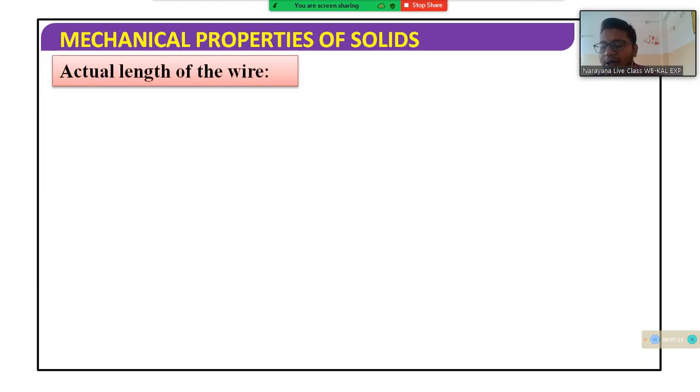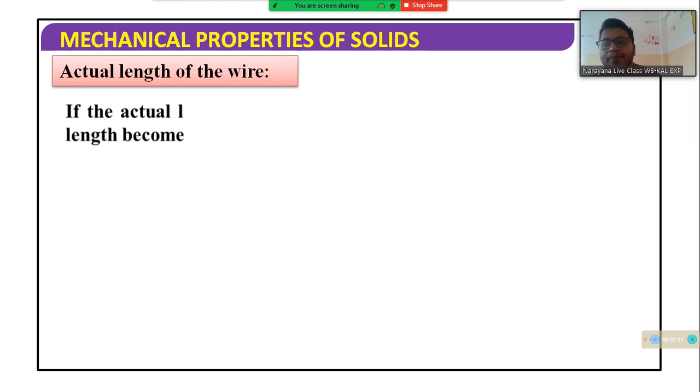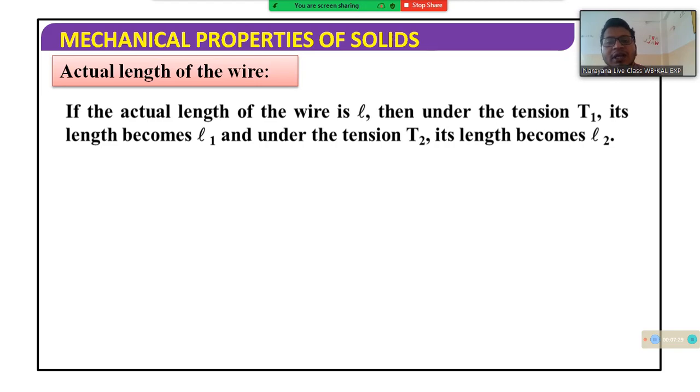Consider the actual length of the wire L. Under the tension T1, its length became L1, and under the tension T2, its length became L2.